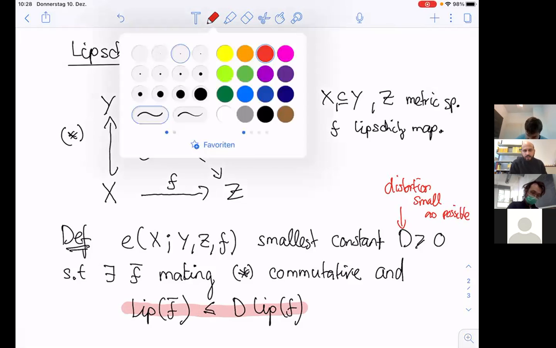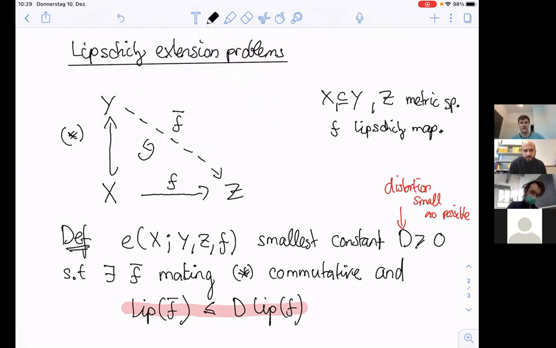In general, the constant also depends on how you embed X into Y, correct? Exactly, that's really true. I should also point this out in the input data. It's sort of implicit once I choose Y. Yeah, that's true.